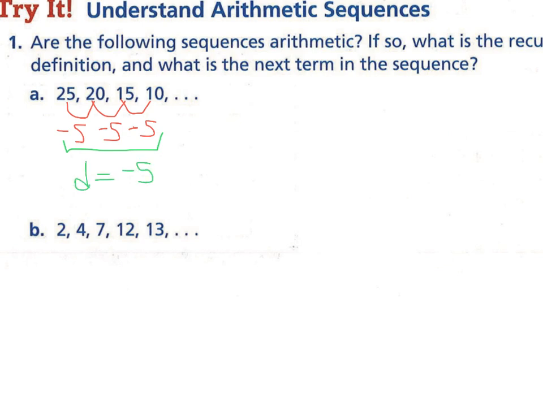If I wanted to know the next term in the sequence, I would subtract 5 one more time, and 10 minus 5 would equal 5. So that's our next term in the sequence.